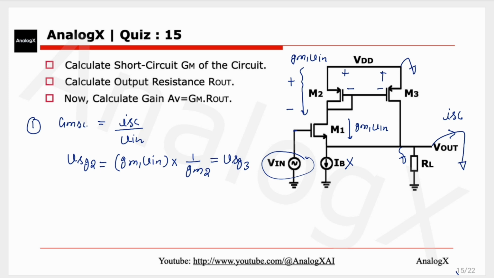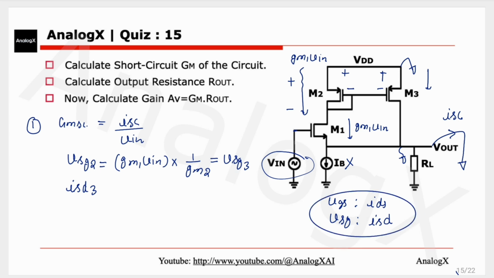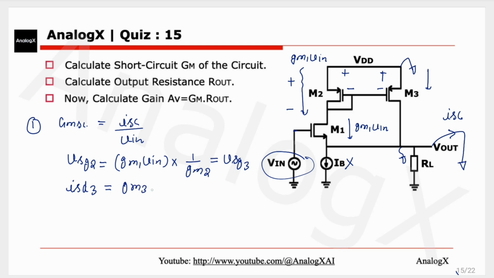Now what will be this current? This current will be ISD3. Whenever I use VGS, I will use the current as IDS, and when I use VSG, I will say it's ISD. This is for both PMOS and NMOS, so we don't get confused by signs. So what will be ISD3? ISD3 will be GM3 into VSG3. This one is GM3 and VSG3 is this one.